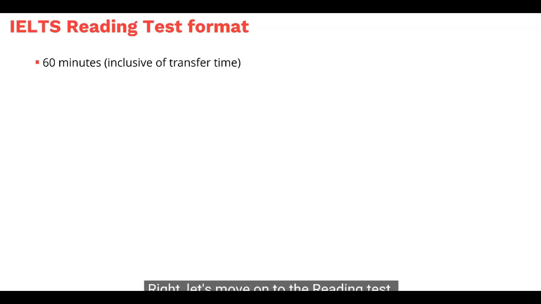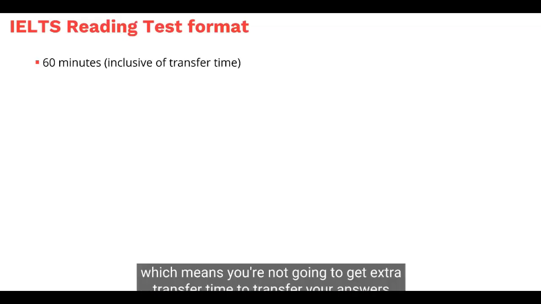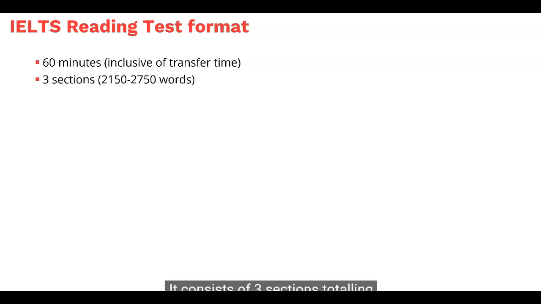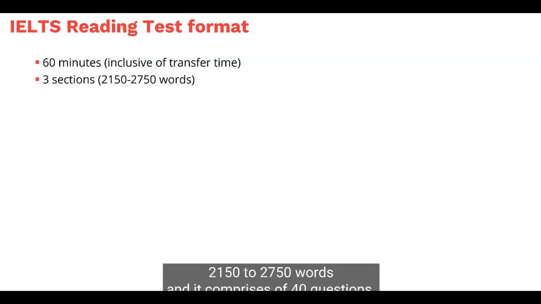Let's move on to the reading test. The reading test lasts for 60 minutes. This is inclusive of transfer time, which means you're not going to get extra time to transfer your answers to the answer sheet if you're doing the IELTS on paper. It consists of 3 sections, totaling 2,150 to 2,750 words, and it comprises 40 questions.